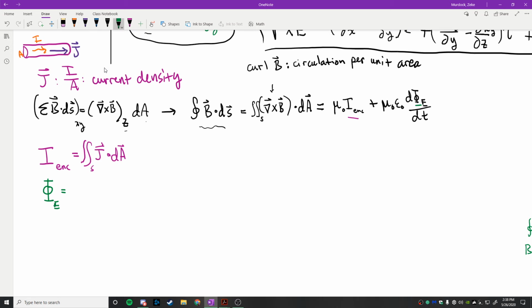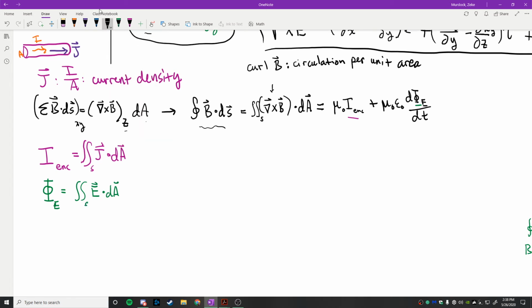Electric. Go ahead. What is it? No, this is electric flux we're talking about here, right? But you're right, it's just going to be the electric field dot product with dA. That's how you calculate flux, right? You do a surface integral like this. Let's put it all together.